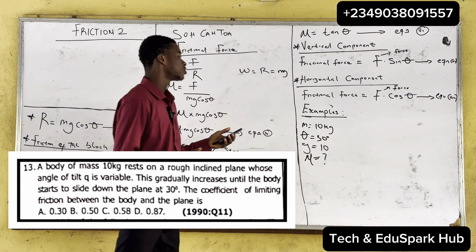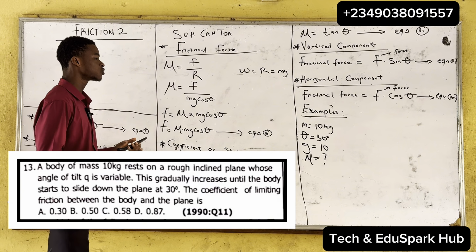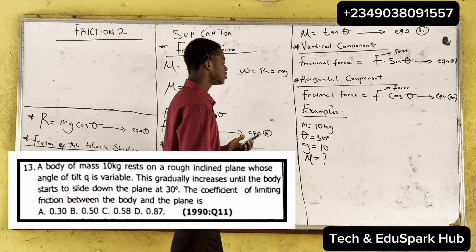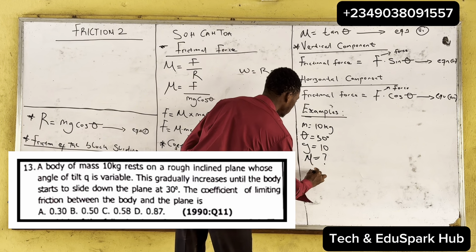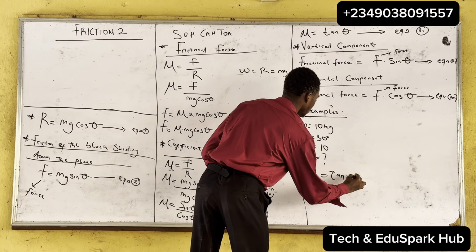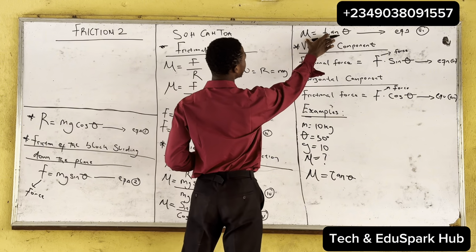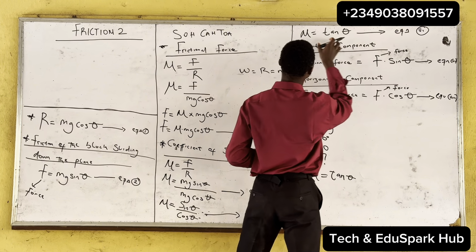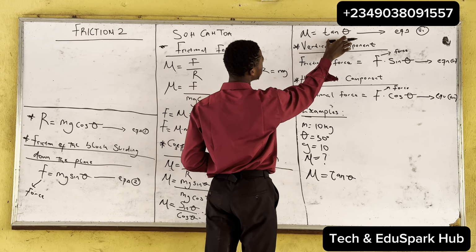In this kind of question, there are two ways that we can use to solve it. The easiest way is just by saying the coefficient of friction, which is mu, is equal to tan theta. So you can see the formula here, the mu, in our equation 6. You can see the formula for coefficient of static friction is equal to tan theta.